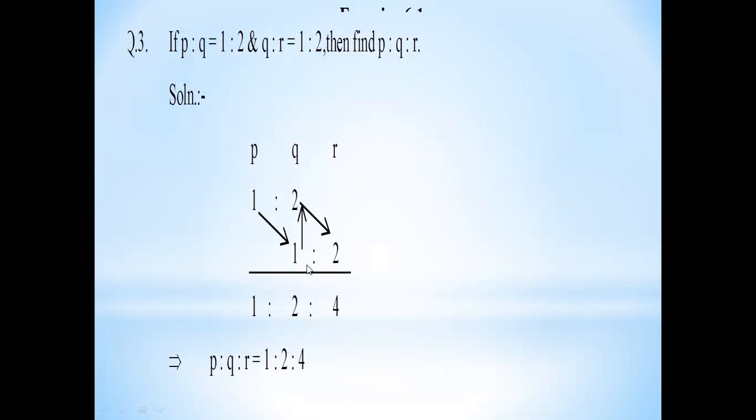Again, the arrow direction: first one with this, 1 1 is 1. And then these two multiply with each other, 1 2 is 2. And then this one with this, 2 2s are 4. So this is the method to find the continued ratio. This is called continued ratio. So P ratio Q ratio R is 1 ratio 2 ratio 4. Like this, you have to solve question number 2 also. Okay.